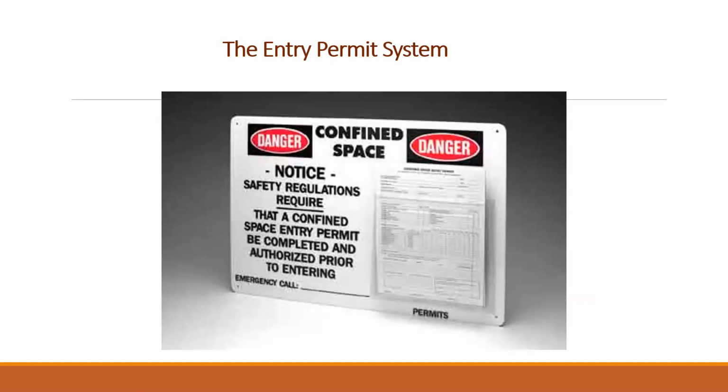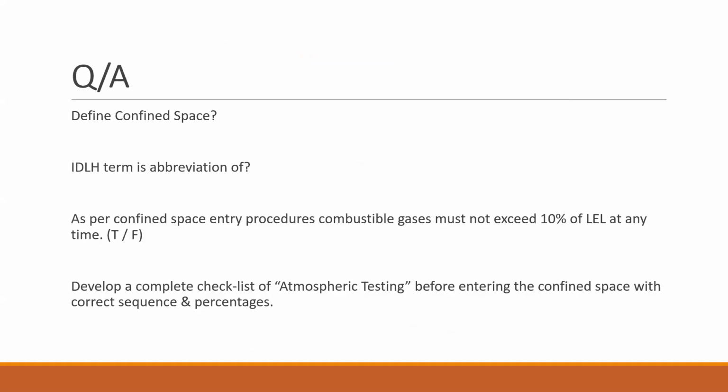So this is the format of a confined space permit. We can see it is a documented format. There is no such requirement, like the MSDS, that it should have 15 sections or 16 sections. You can design your own format for the confined space, or you can search on the internet and use one according to your own requirement. So what is a confined space?